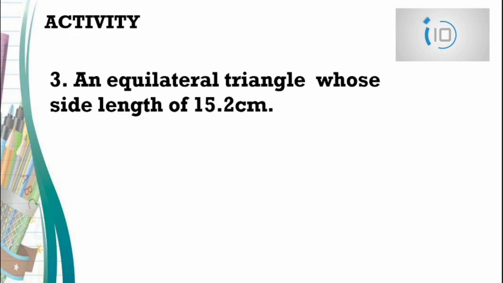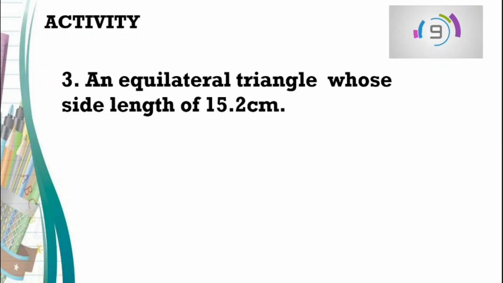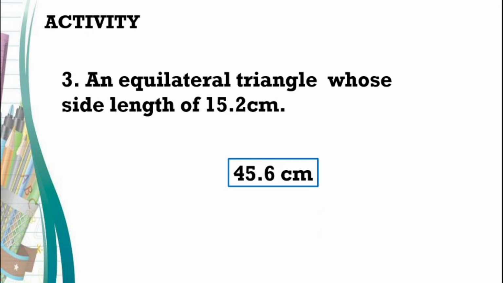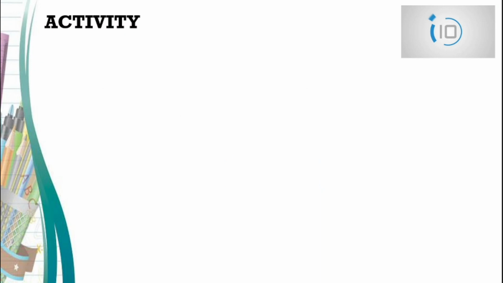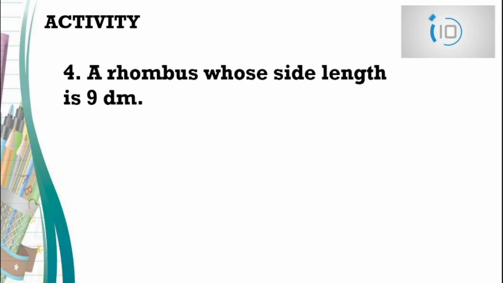And for number 3, an equilateral triangle whose side length of 15 and 2/10 centimeter. What is the perimeter? Your timer starts now. Okay, time's up. The correct answer is 45 and 6/10 centimeter. Okay, for number 4, a rhombus whose side length is 9 decimeter.